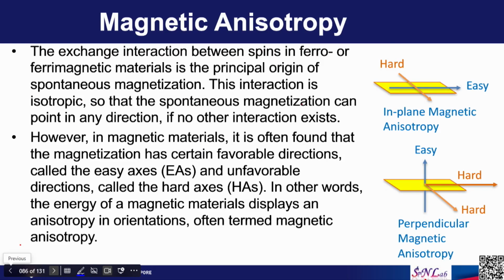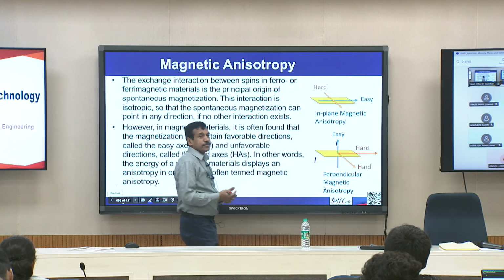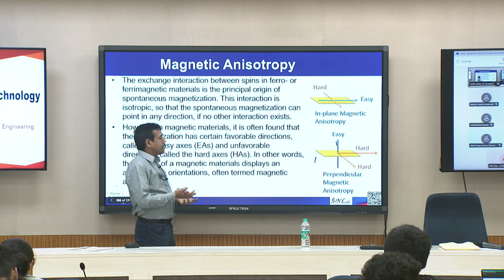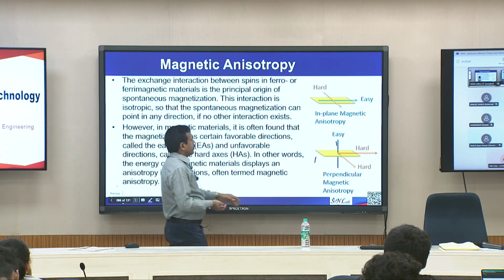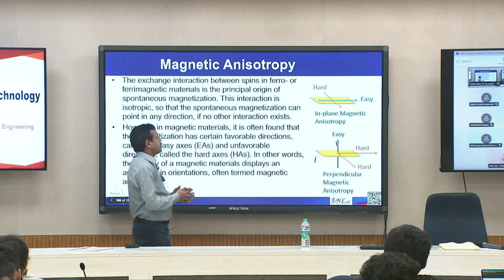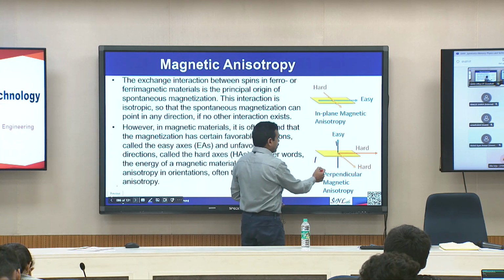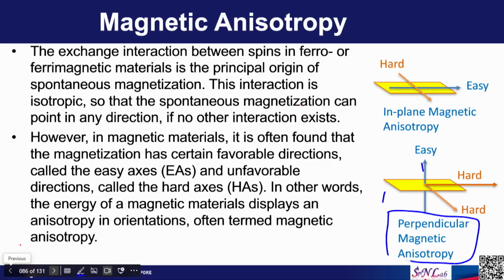So, if you have that property, for example, the measurement along the perpendicular direction gives rise to easier saturation, larger retention of magnetization, but within the plane it is difficult to saturate the magnetic field. Then we say that this material has a perpendicular magnetic anisotropy. Okay, so people use the acronym PMA to represent perpendicular magnetic anisotropy.